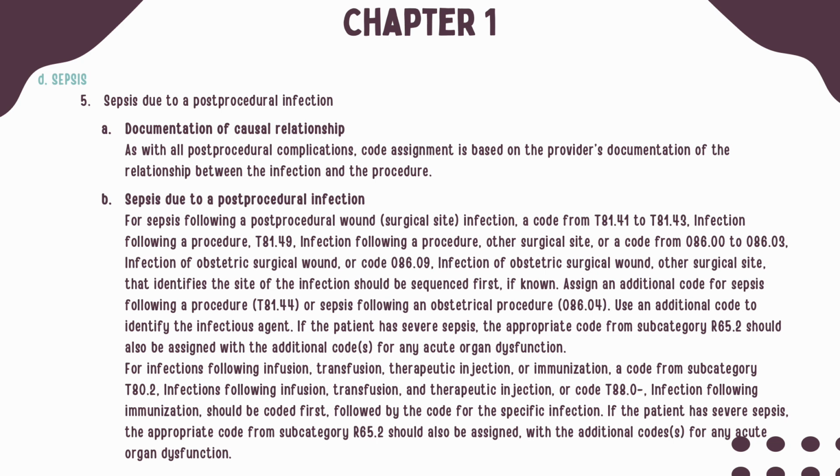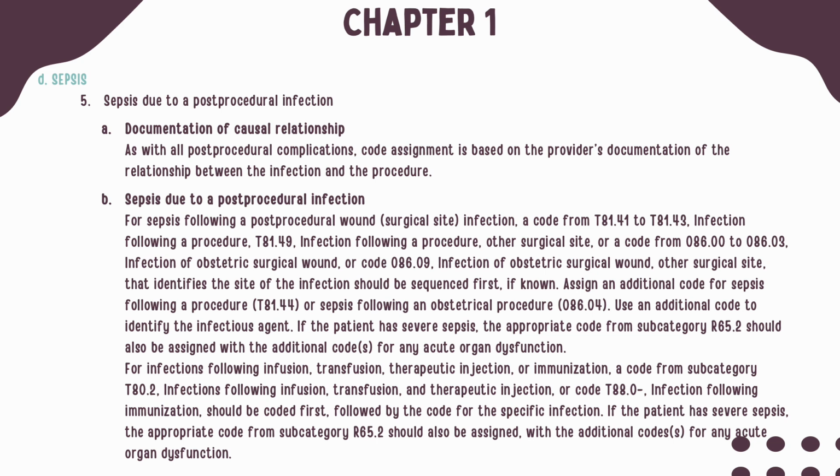Coding for post-procedural complications should be based on your provider's documentation of the relationship between the infection and the procedure. When sepsis occurs after a post-procedural wound infection, one of the following codes should be sequenced first. T81.41 through T81.43 if the infection is following a procedure. T81.49 if the infection is following an other surgical site.